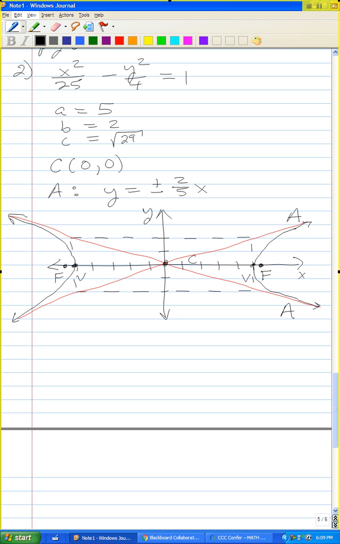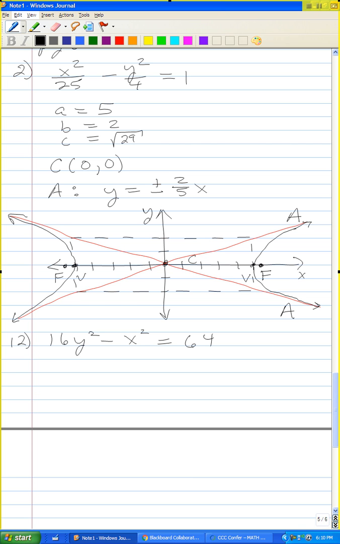Let me do problem number 12: 16 y squared minus x squared equals 64. In exercises 7 through 18, write the equation in standard form and sketch the graph.